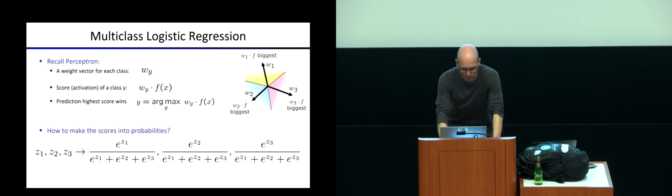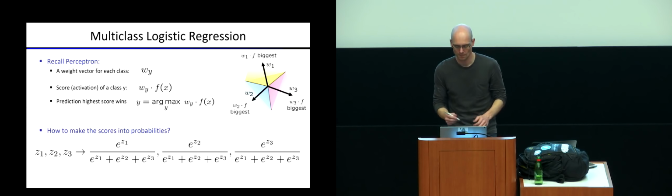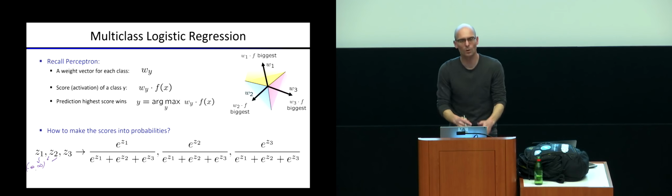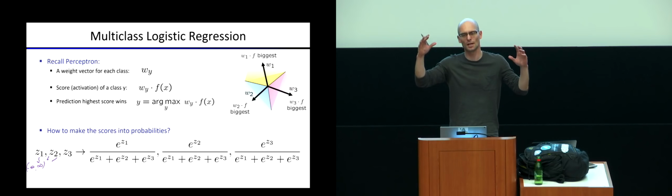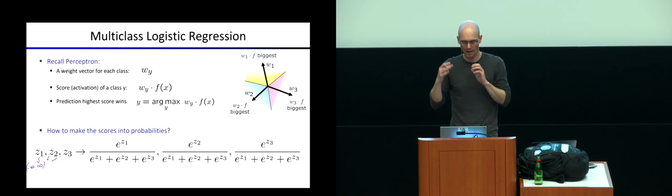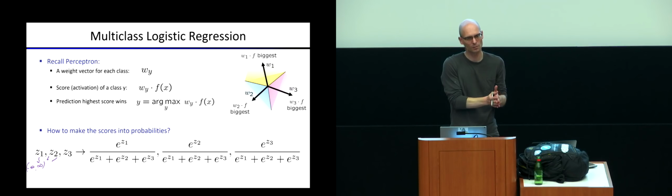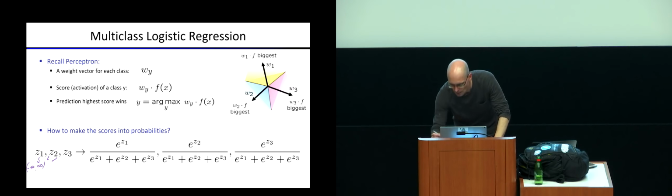Let's say we have some scores, z1, z2, z3. This one will be from negative infinity to positive infinity. This one also. We want to turn that into numbers between 0 and 1, where if you have a very high score, close to positive infinity, you're close to 1. If you have a very low score, close to negative infinity, you want to be close to 0. This is a calculation that will do this for you.